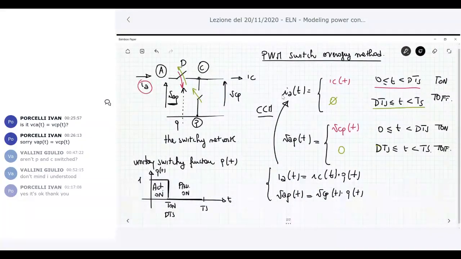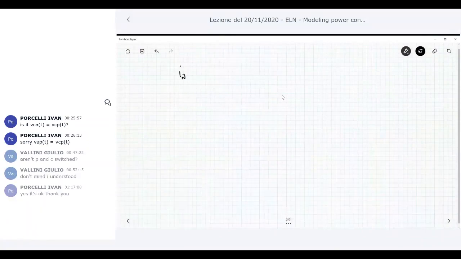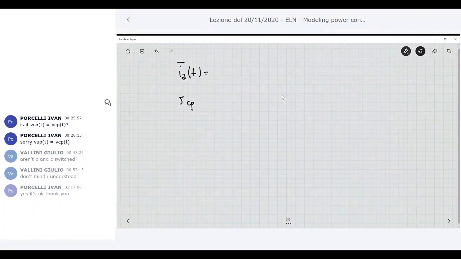Now, let me put these two equations that describe the tripole, say, this switching network, from the instantaneous domain, where all the variables are instantaneous variables, into the average domain. So try to describe averaging IA and averaging VCP. Oh, sorry, VAP.